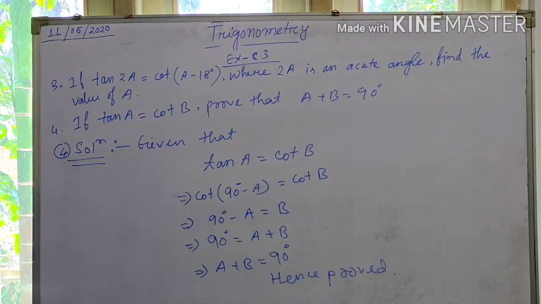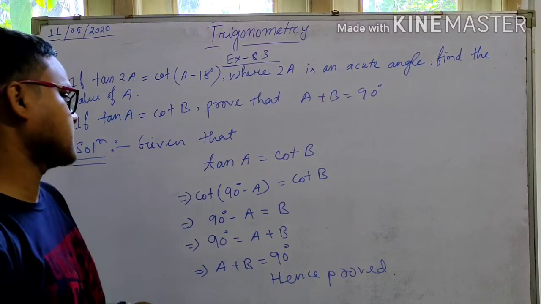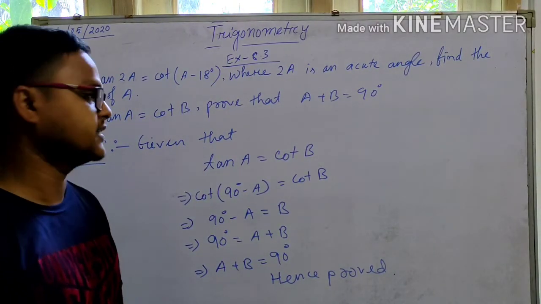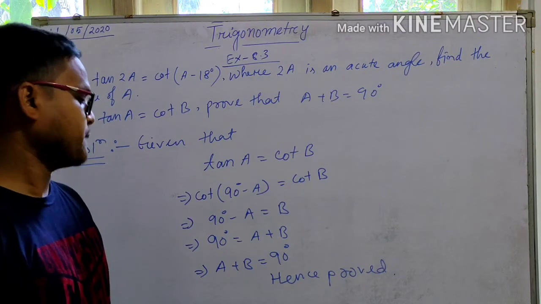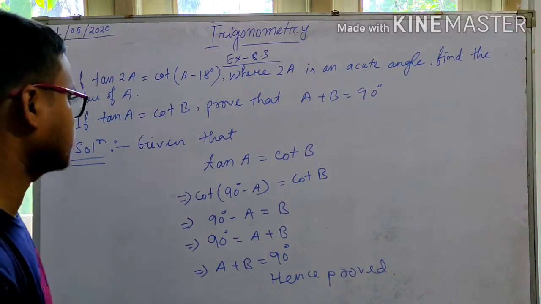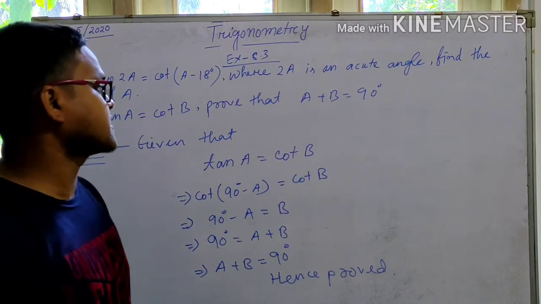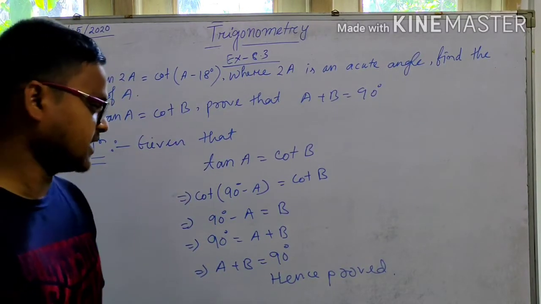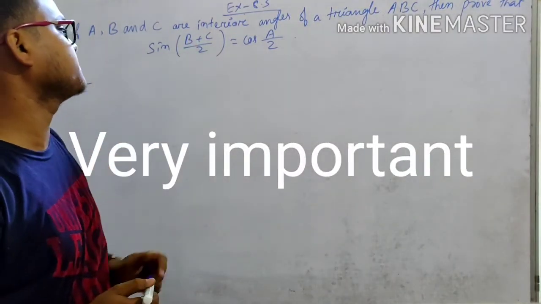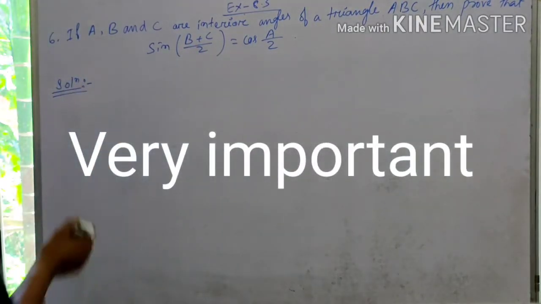Okay, clear? So tan A equal to cot B, finally you will get A plus B equal to 90. Clear? Okay, I take another example, another question from this exercise. Let's see that one. Then you have to prove sin of (B plus C) by 2 is equal to cos A by 2.